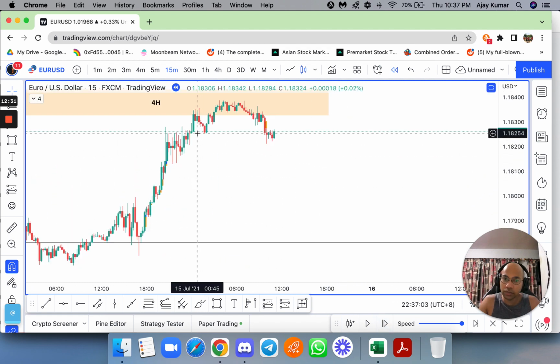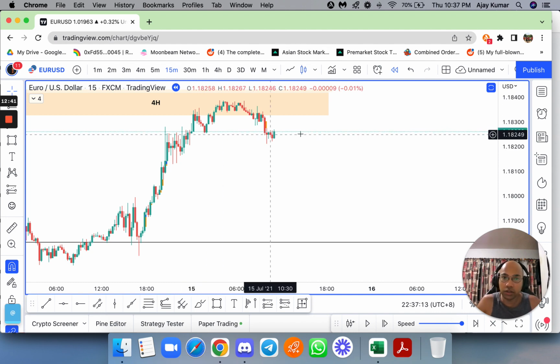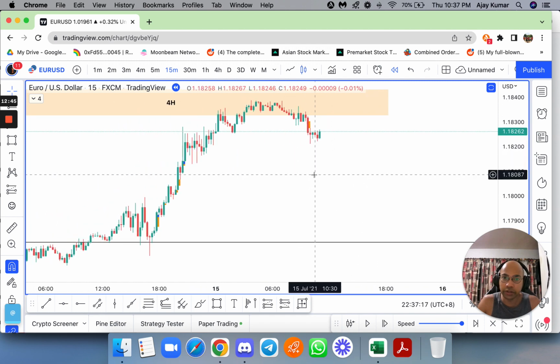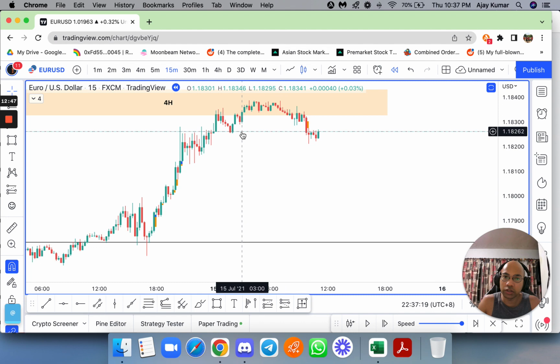Hmm. So price has broken this market structure here. It was okay. I think I can give it a go here. I like this place to short because price has broken this low.